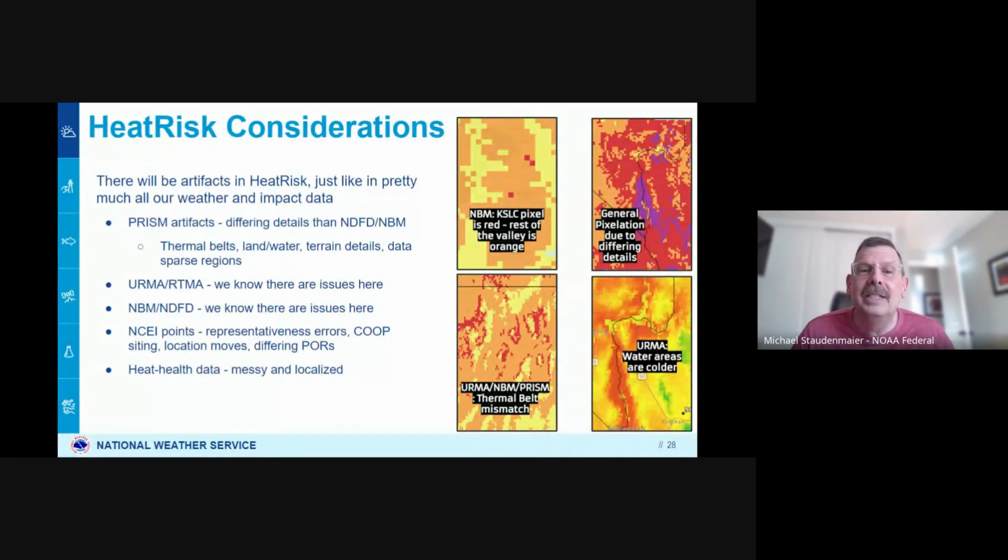And last but not least, the heat health data that goes into this approach has its own variability based on, again, how the population responds to the heat in their area. And so we're going to have representativeness issues and variability issues to deal with within a gridded approach. So in short, all of this, unfortunately, is going to lead to some pixelation and artifacts within the approach.